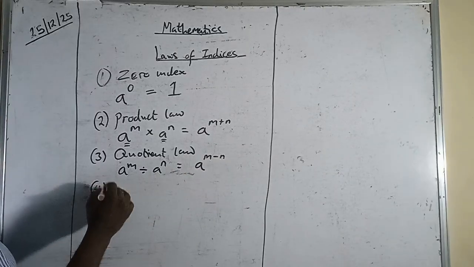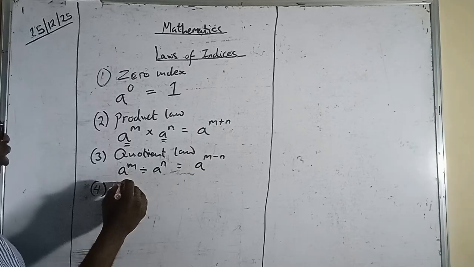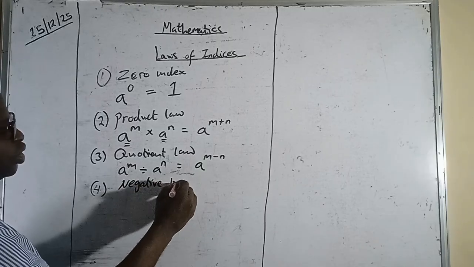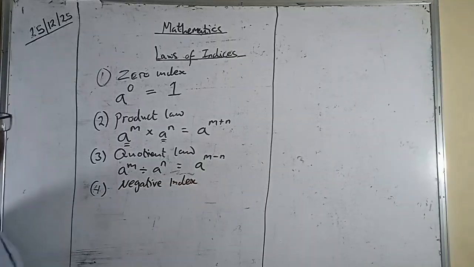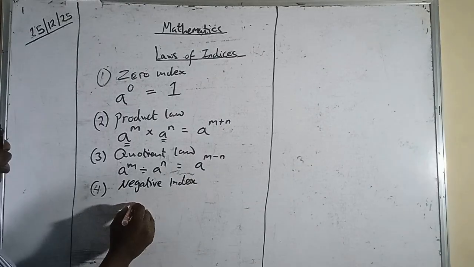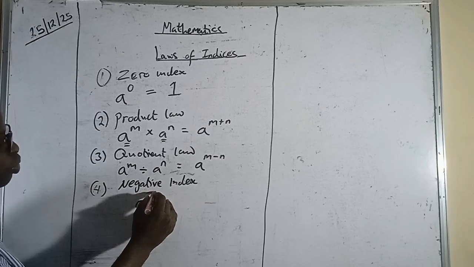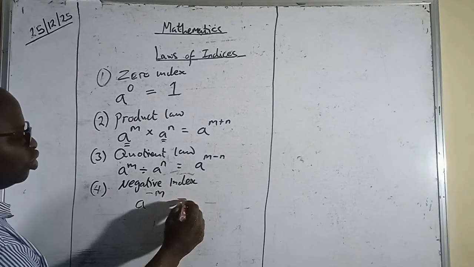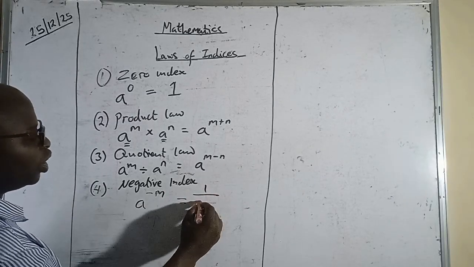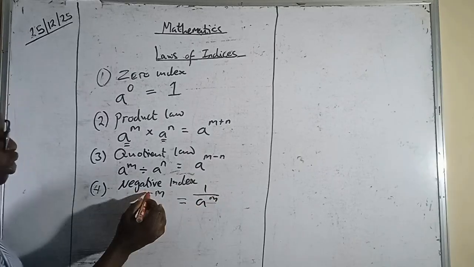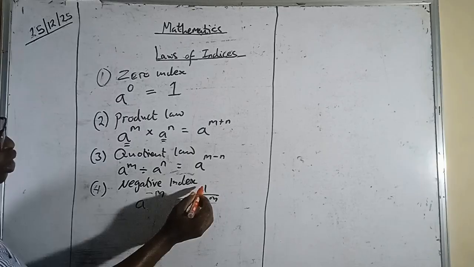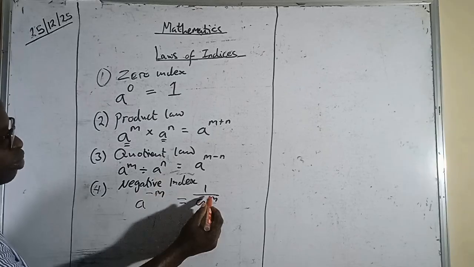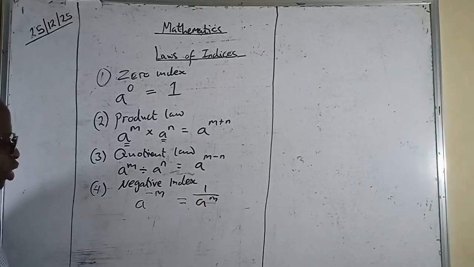Number 4, we'll talk about negative index. Negative index is when you have something raised to a negative power. The power is negative, so it becomes 1 over a raised to power m. So this negative sign is being taken care of by this 1 introduced here. Then you write everything except the minus as the denominator.